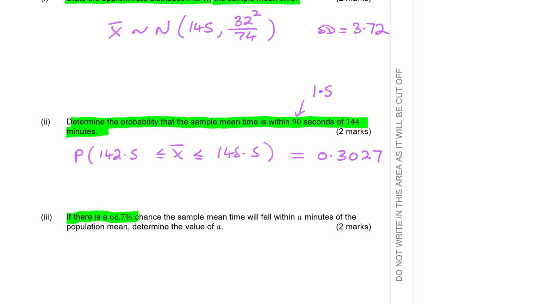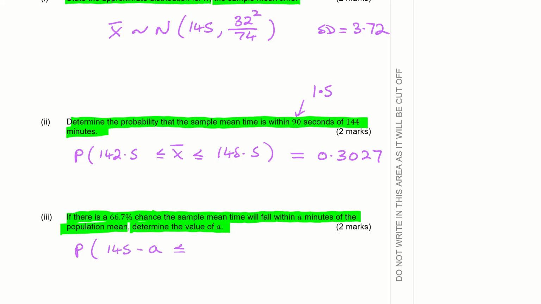If there is a 66.7% chance that the sample mean time will fall within A minutes of the population mean, determine the value of A. So what we have there is 145 take away A up to 145 plus A. And we know that probability is going to be 0.667.